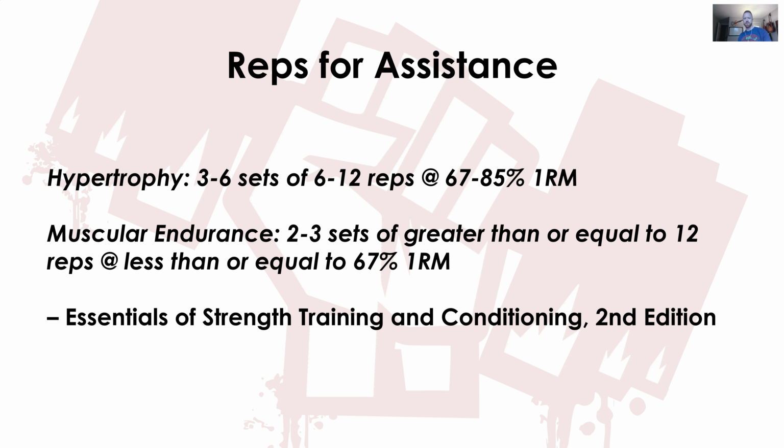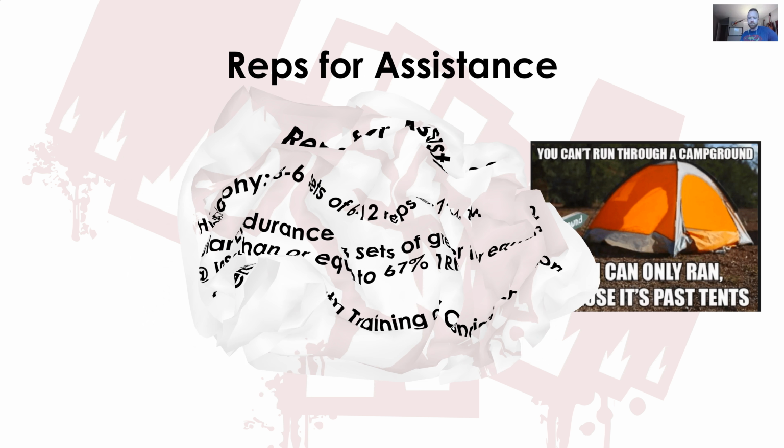Muscular endurance, 2 to 3 sets. Okay, fewer sets for muscular endurance, of greater than or equal to 12 reps. So more reps. It's like the maximum of hypertrophy is the minimum for muscular endurance. All right, got it. At less than or equal to 67% of 1 rep max. So it's going to be pretty light and lots of volume for muscular endurance. Seems to make sense to me.